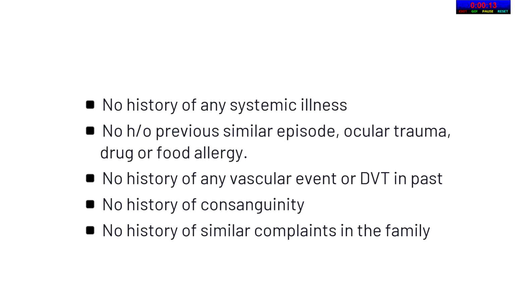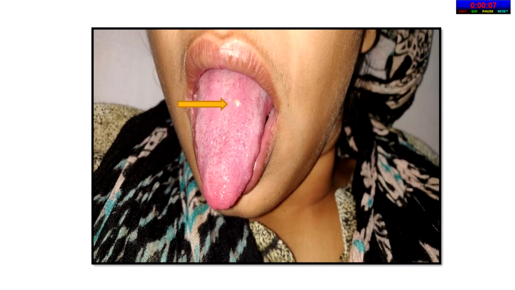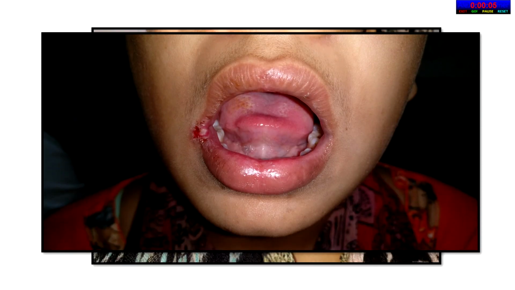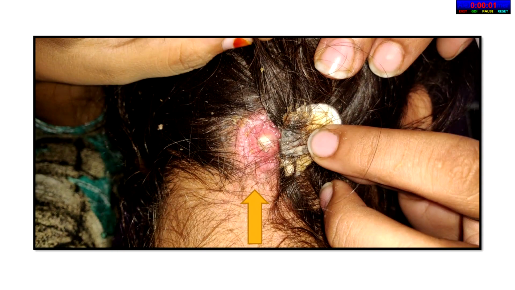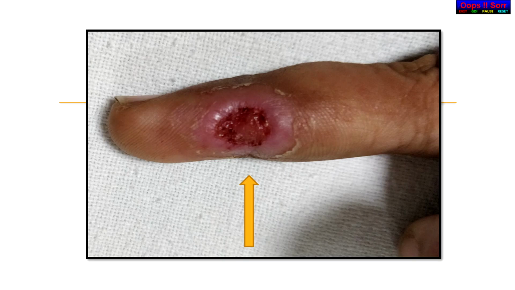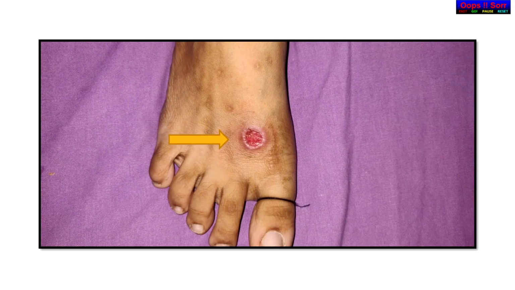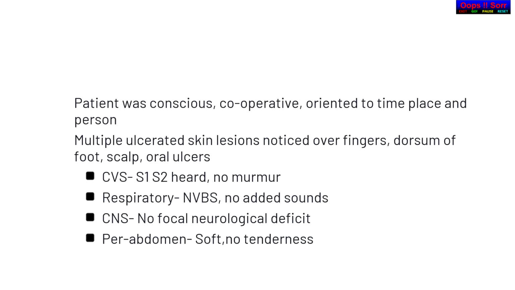There was no history of any systemic illness, no previous episodes. Everything that possibly we asked for was negative. And she had this oral ulcer, and this kind of appearance on the edges of her mouth. These are the lesions on the scalp, on the fingers, there were these ulcers, and then on the toe, different places. She was conscious, cooperative, and her systemic health was otherwise all right.